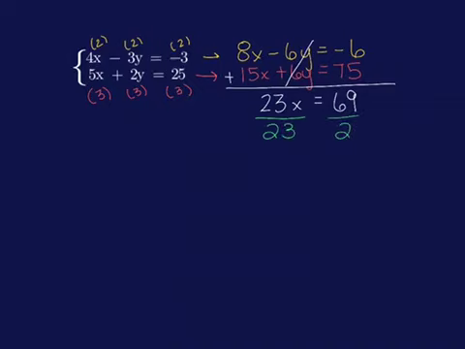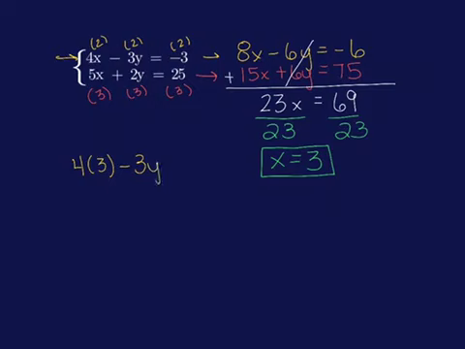And we get that x is equal to 3. So now we can plug it into either equation to get y. I'm going to use the very top equation right here because it has smaller numbers. So 4 times x, which is 3, minus 3y is equal to negative 3.